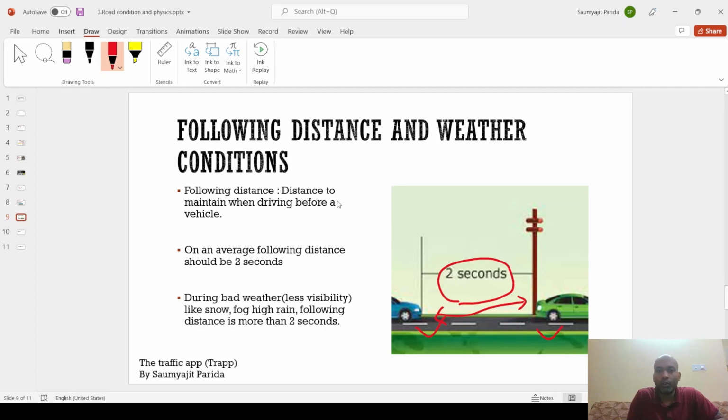Okay, following distance means, the definition is the distance to maintain when driving behind a vehicle. In general a 2 second distance has to be maintained, but when the weather is bad, when the visibility is less, for example there is fog, snow, or rain, then this following distance should be more, because this is not a normal condition. These are exceptional or non-normal conditions. In that, the following distance is more than 2 seconds.